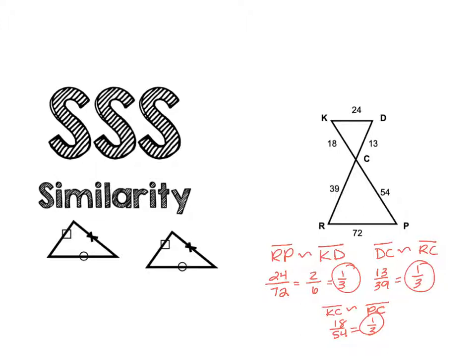And another way to say that would be that we have a scale factor of 3. So to go from the smaller triangle to the big triangle, we multiply all those side lengths by 3, and we can multiply all of them by the same thing, and that tells me that it's proportional or similar. So our similarity statement here would be that triangle KDC is similar to triangle PRC.